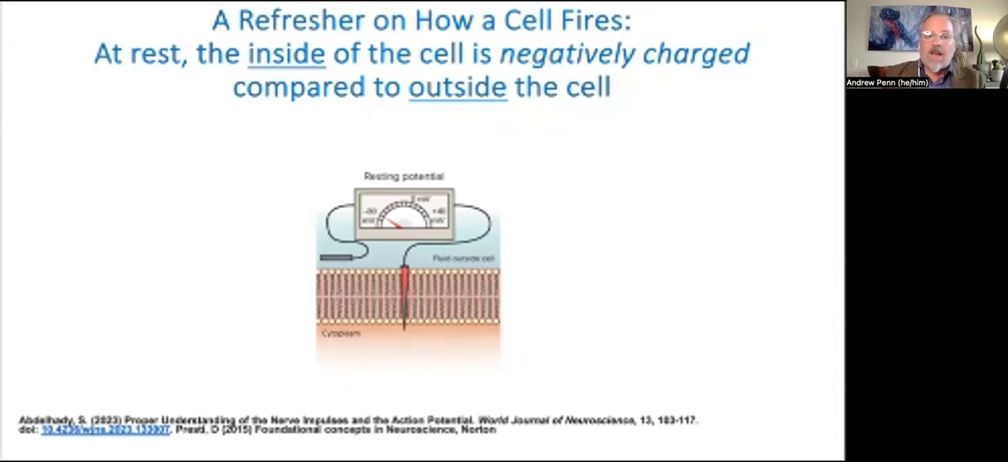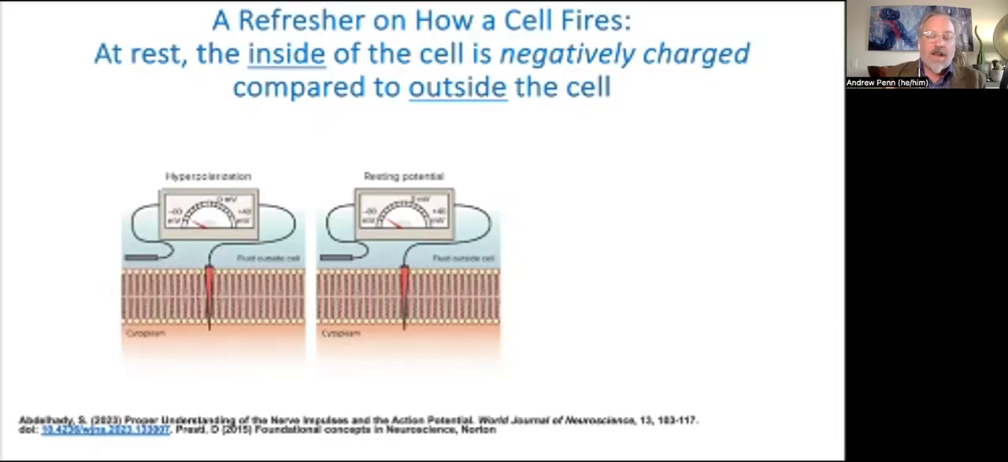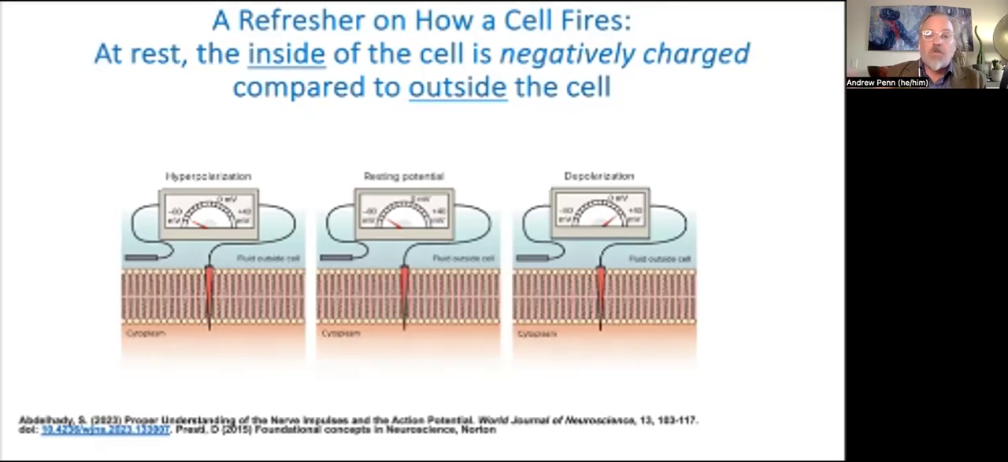So when we're at rest, we see this negative charge relative to the outside, the resting state, usually about -70, -80 millivolts. If the cell becomes more negatively charged, we call this hyperpolarization. So it goes even further away from the possibility of firing. As positive ions flow in, it moves towards depolarization. And eventually, if the cell fires, the entire cell will depolarize and then repolarize.